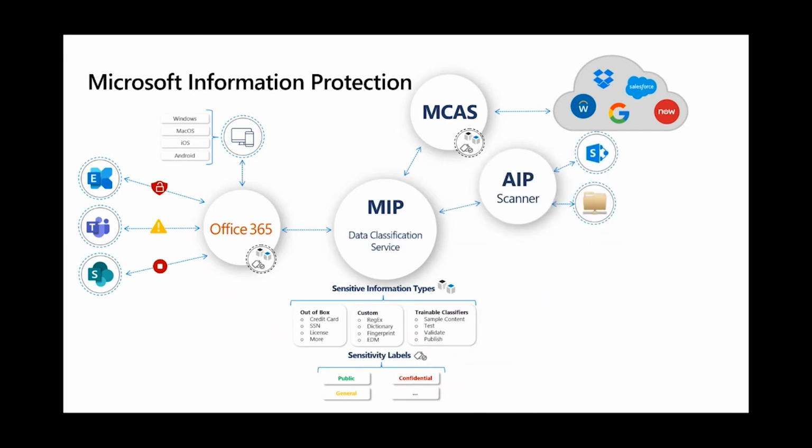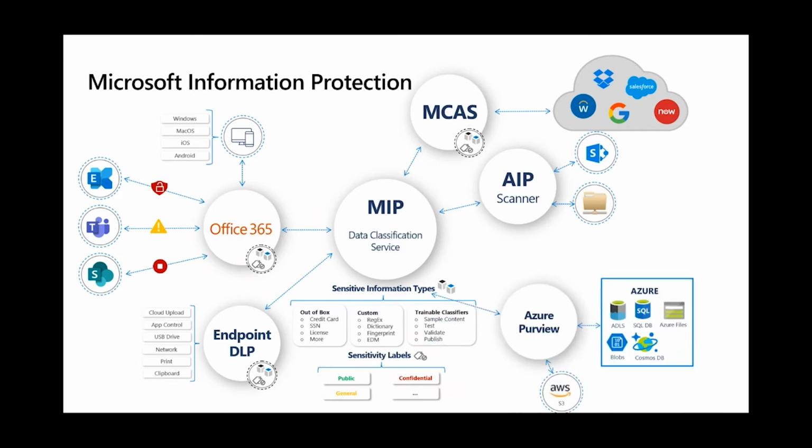AIP scanner, if anyone's run this project, again, this is deploying a server on site or where the file servers and the SharePoint servers are and scanning that data. Purview is for everything else. And then endpoint DLP is now available as well to protect and control the data in the place the user is using it. And then this is where Azure Purview comes out.